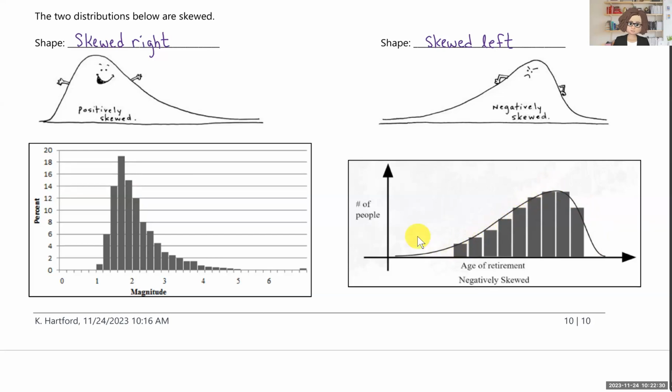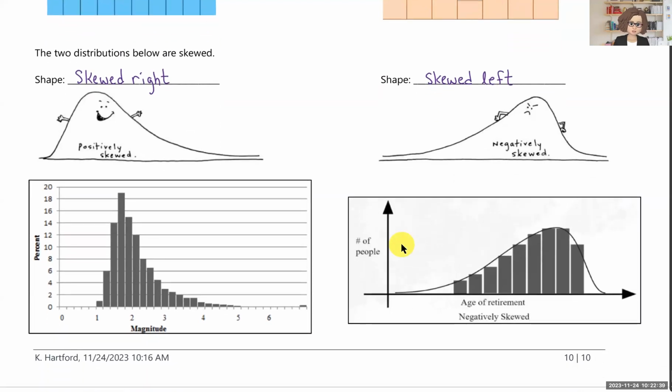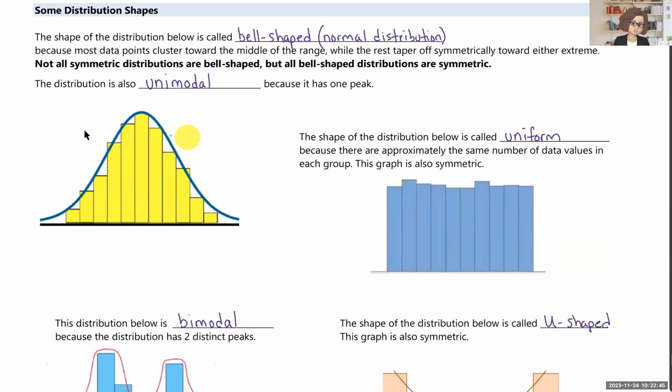So there are many more shapes out there. These are just a few, and we will typically be working a lot with our first example. So as we move further into the course, we'll spend the majority of our time really talking about these bell-shaped distributions.